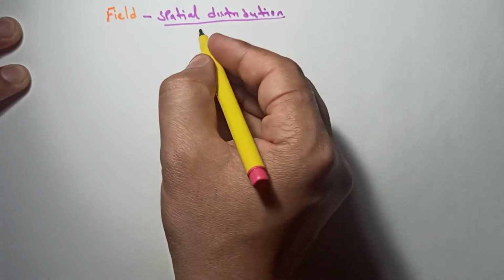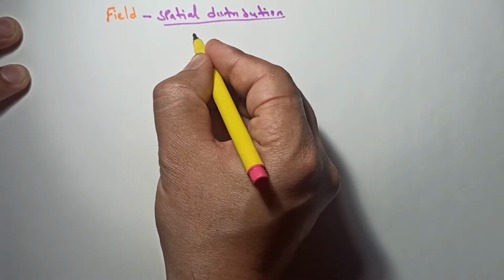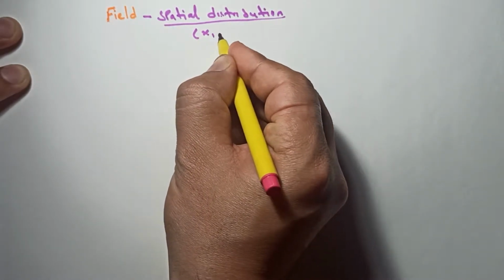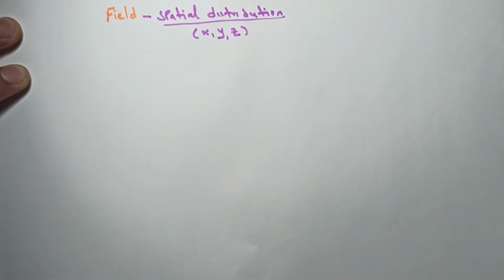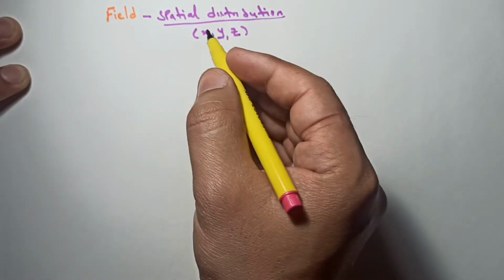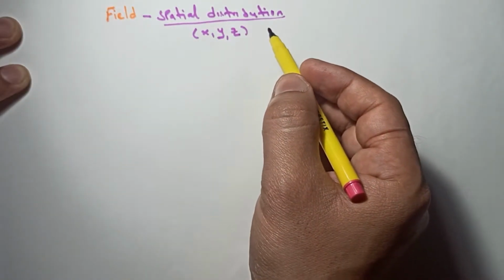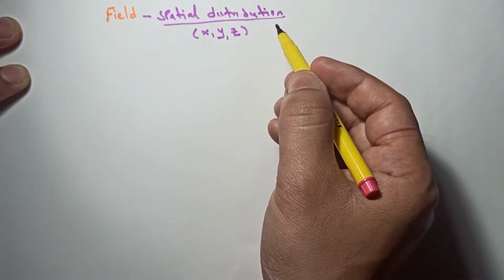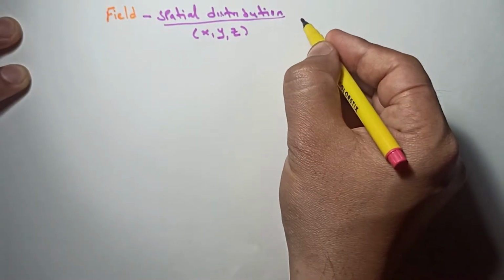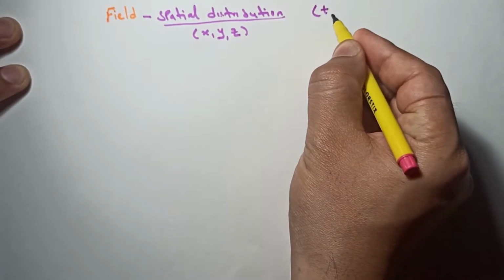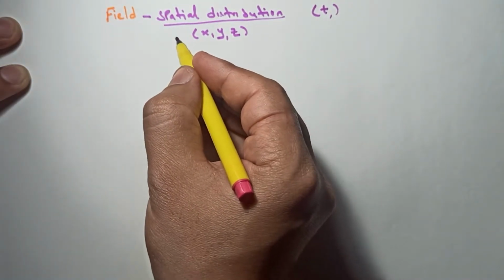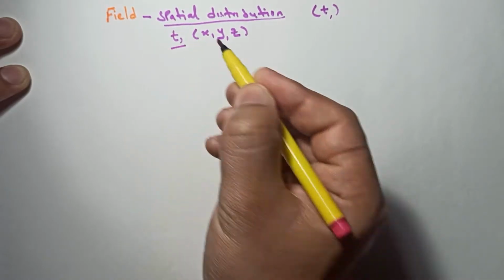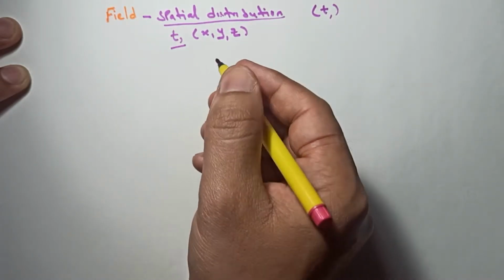Spatial distribution means we have the component of the space. Let us say we are using the coordinate system XYZ, the Cartesian coordinate system. So this will give you the spatial distribution of any scalar or vector field, and that may be a function of time. The time function is not compulsory here. You may have the time variation.